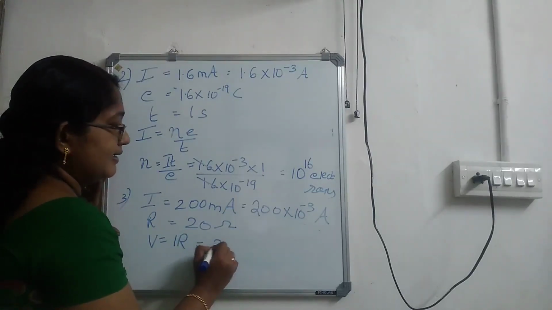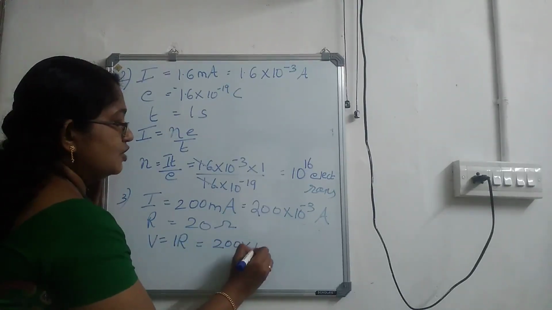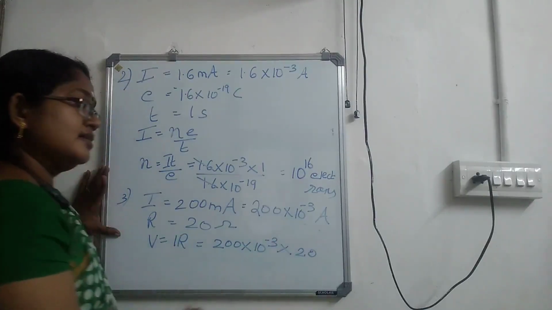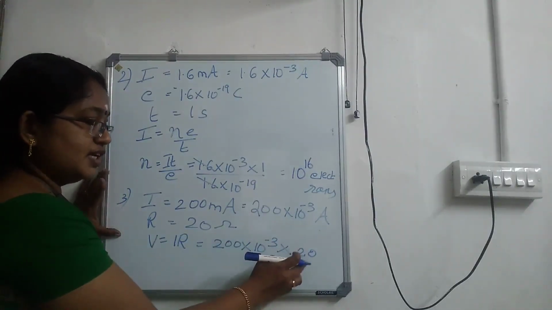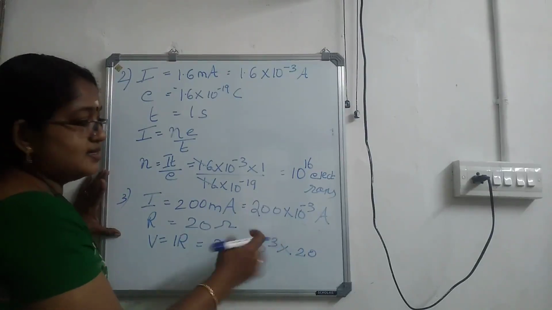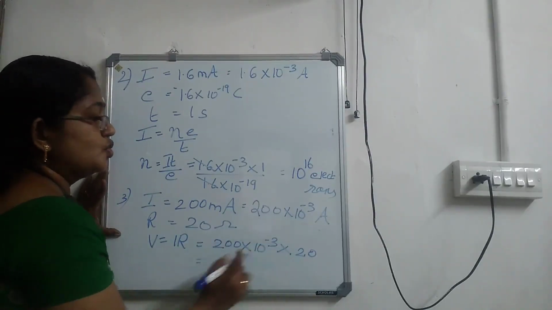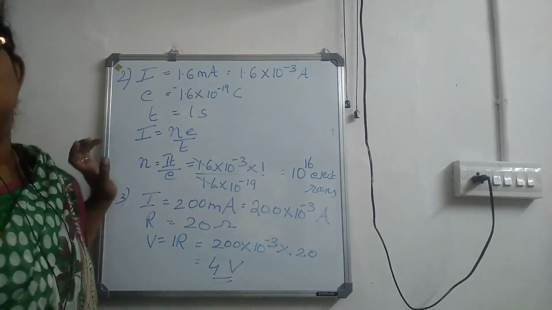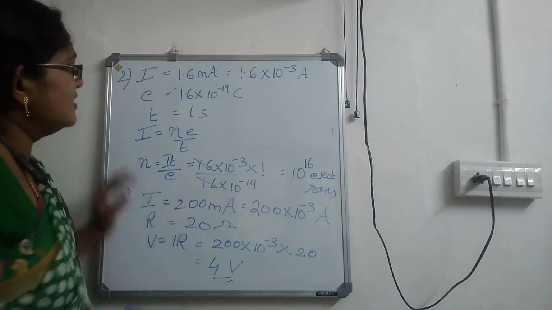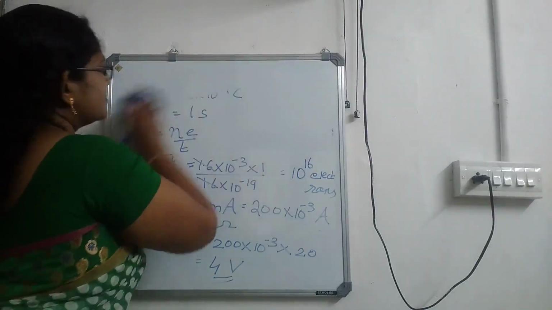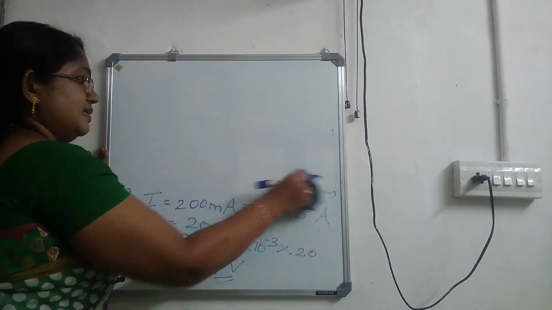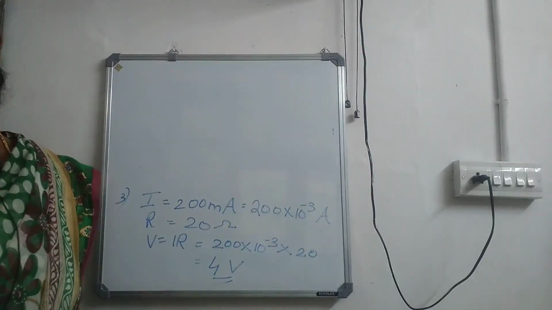So current is 200 into 10 raised to minus 3 into resistance is 20. 1, 2, 3 zeros are there. 10 raised to minus 3. It gets cancelled. 2 into 2 is 4. So our answer is 4 volt. Okay. So direct substitution. Now we will move to the next question. That is question number 4.